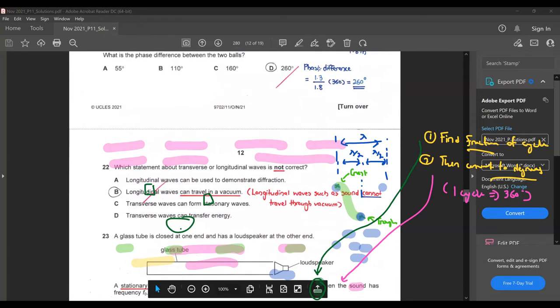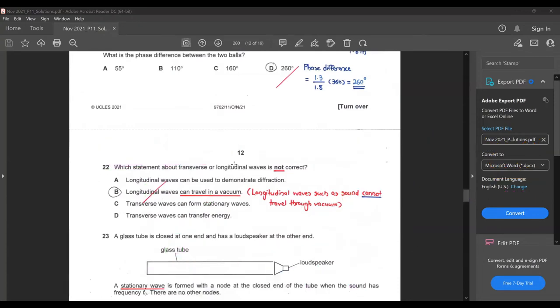Nothing difficult. Okay, number 22. Which statement about transverse and longitudinal waves is not correct? You want to find out the statement that's wrong. So longitudinal waves can be used to demonstrate diffraction. Longitudinal waves are like sound waves. Yes, you can use them to demonstrate diffraction. Diffraction occurs for both longitudinal and transverse waves. Okay, so this one is okay.